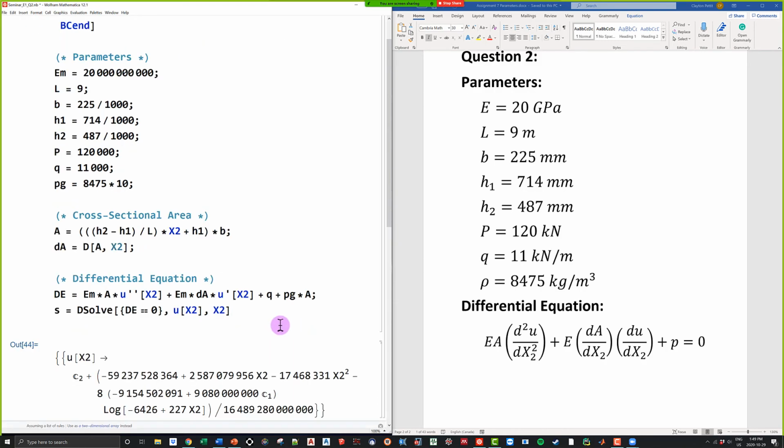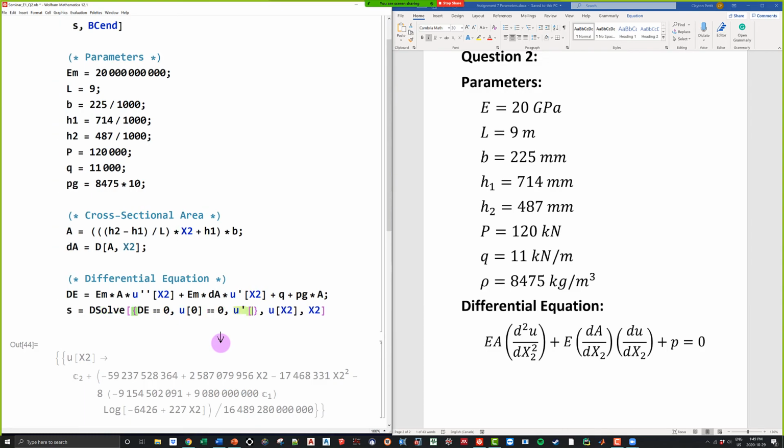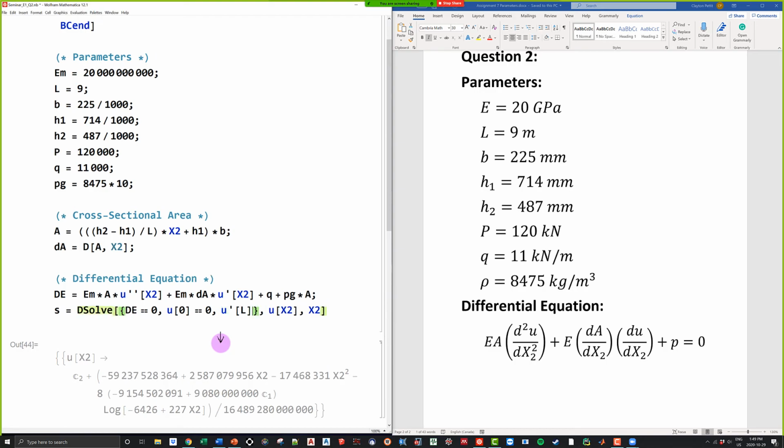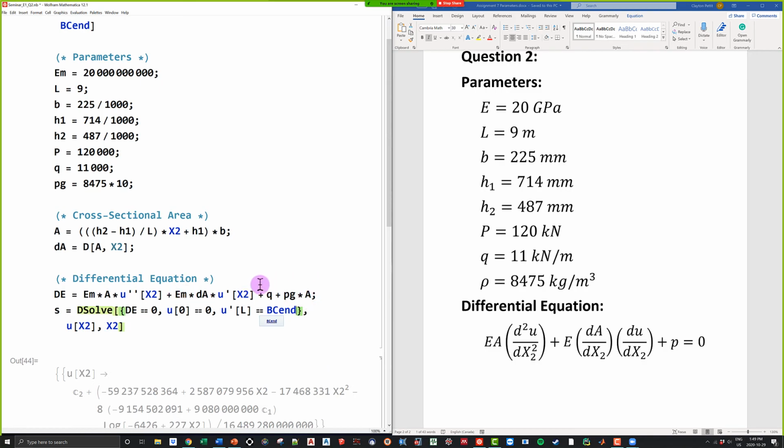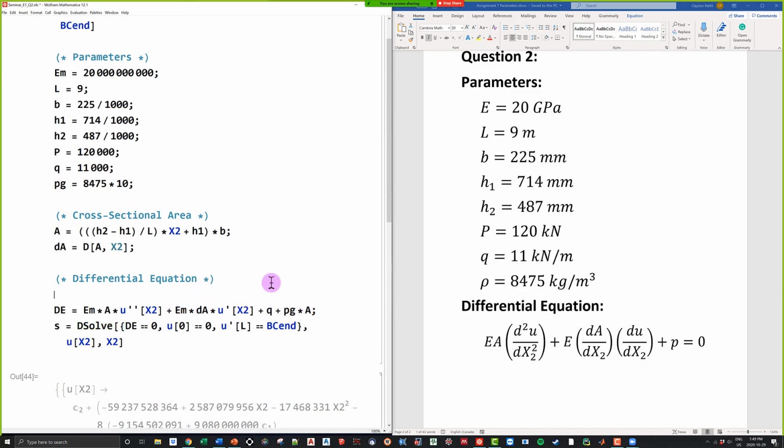So just like before, if we were to solve this, we have our boundary condition problem. So we have c2 and c1. However, we talked about this. We know what our two are. We know that u at 0 is actually equal to 0 because there's no displacement. And then we know that u prime at a value of L is equal to what I call bc end. And I haven't defined bc end. So one of the things I need to do is define it.